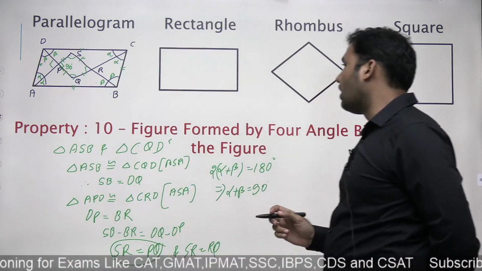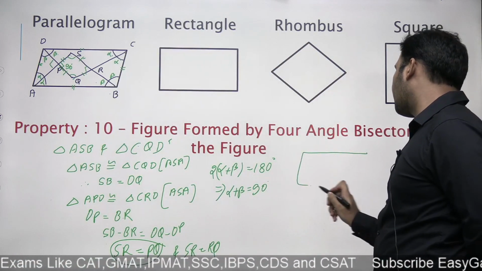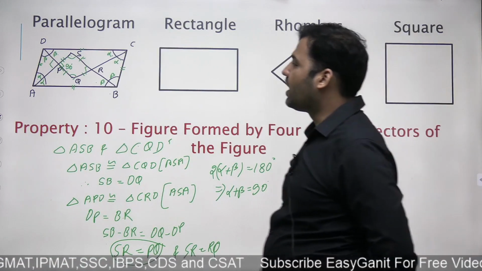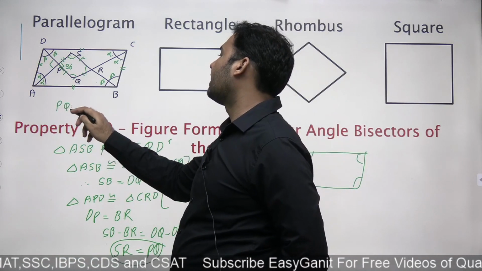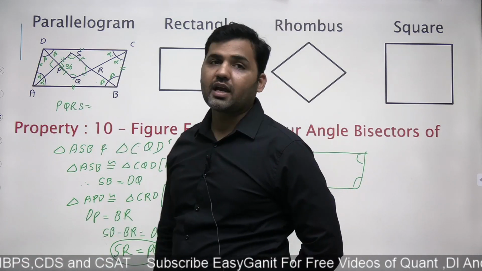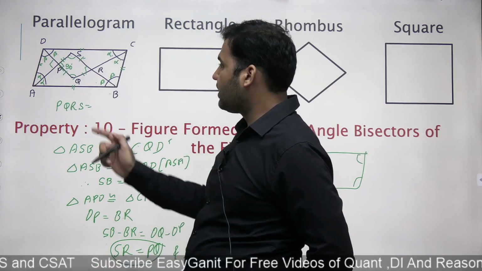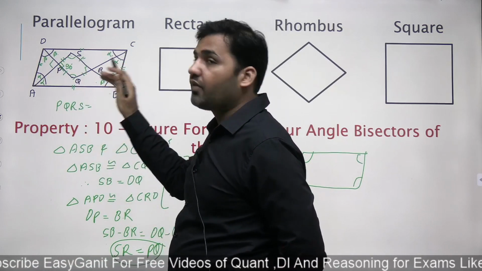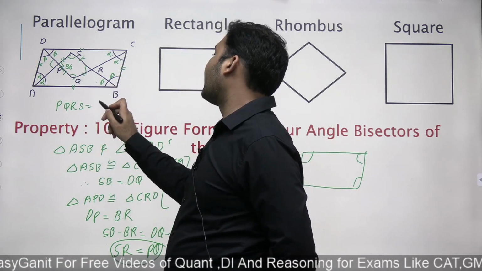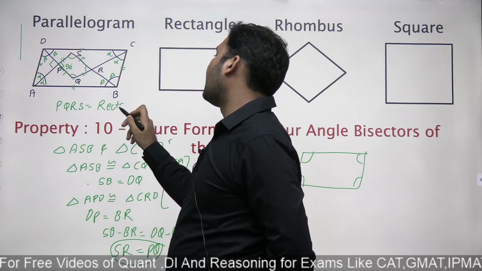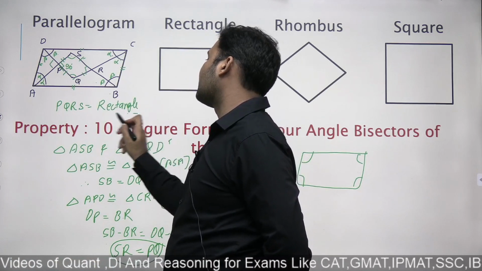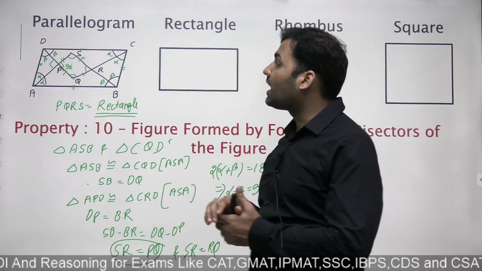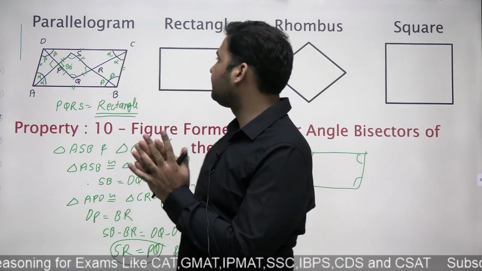Now tell me, what do you call this figure PQRS where I'm saying that opposite sides are equal and all of these angles are 90 degrees? So you will call PQRS a rectangle here. Right? So keep this in mind: when you join the points of intersection of all four angle bisectors of a parallelogram, the figure formed will be called a rectangle, right? So PQRS here will be called a rectangle. Keep this in mind. Very, very important property. You might get a direct question on it, or you might have to use this property in some question, right?